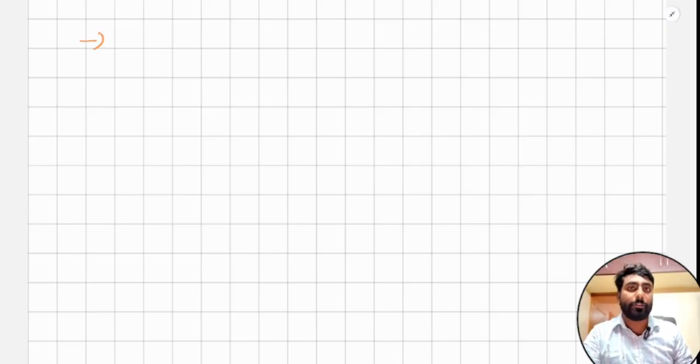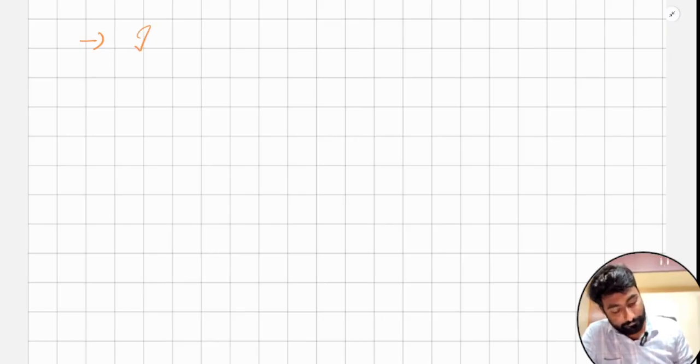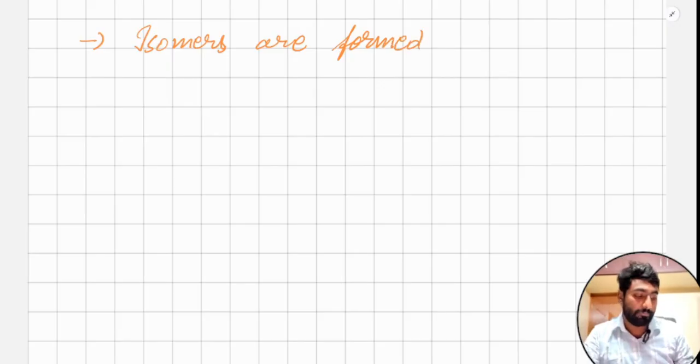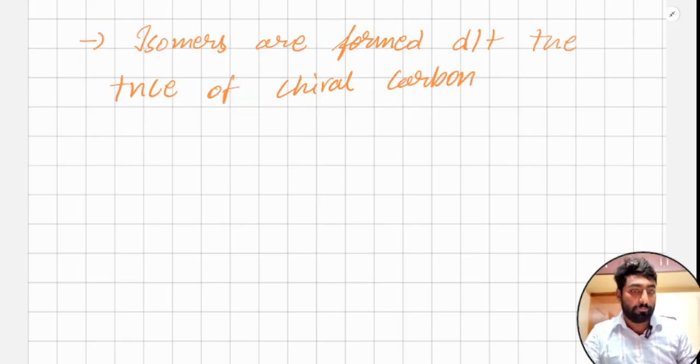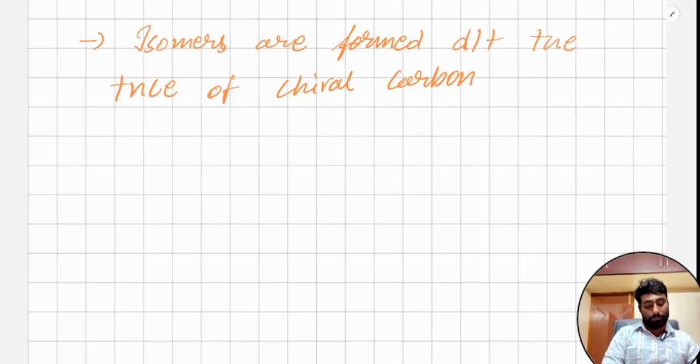Why is there isomerism in carbohydrates? It is due to the presence of chiral carbon. Isomers are formed due to the presence of chiral carbon. What is this chiral carbon, students? It is a carbon which is surrounded by four different atoms or molecules. It is called a chiral carbon.